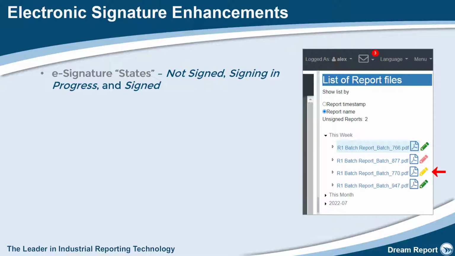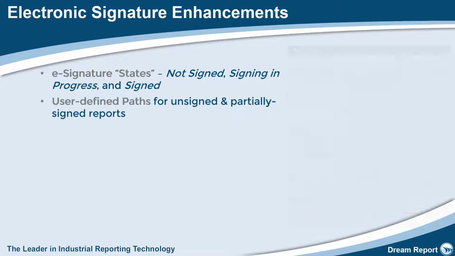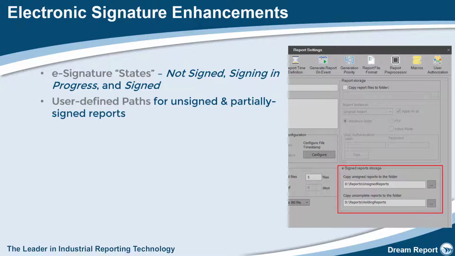This is useful, for example, if you have a report with both a done by and a check by e-signature requirement. If only the done by signature has been completed, the yellow icon is a quick indicator that this report is only partially signed. Along with these states, we've added user control for where these unsigned and partially signed report files are stored. This is done at the individual report settings level.